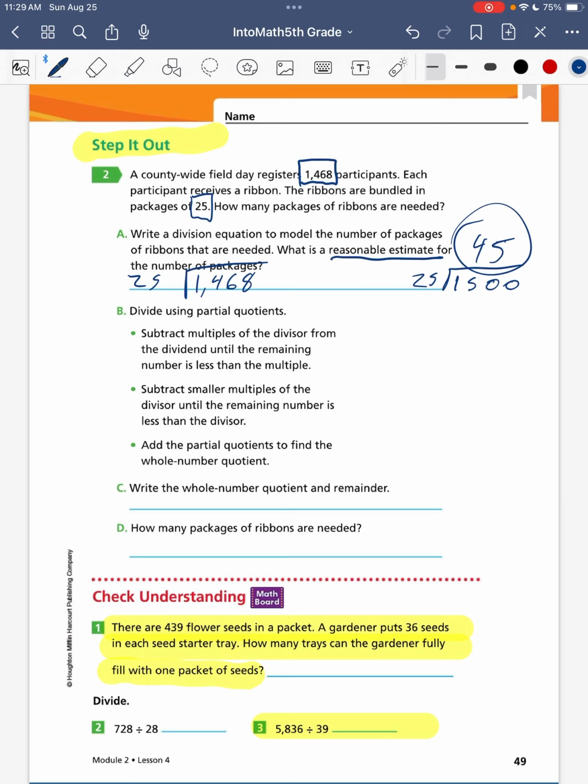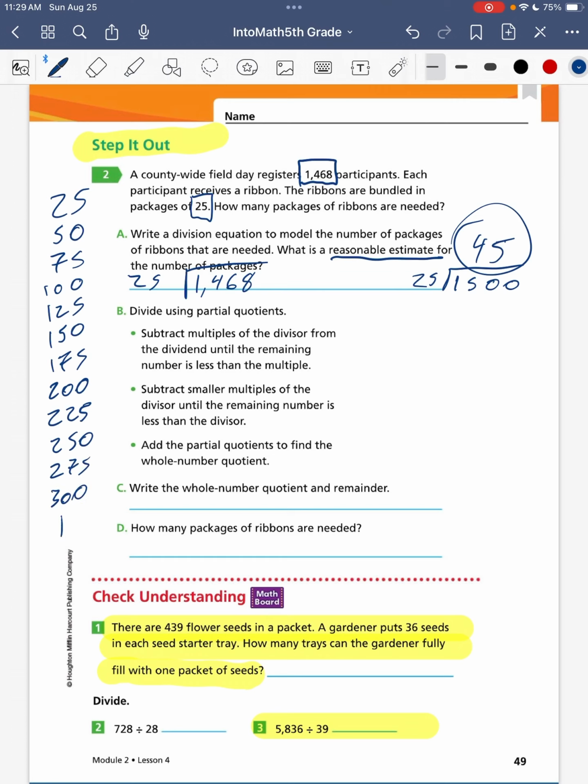Now, let's step this out, dividing using partial quotients. This requires having our multiples of 25, which we know are 25, 50, 75, 100, 125, 150, 175, 200, 225, 250, 275, 300, and it could keep going on. I like 250. It's a multiple of 10.